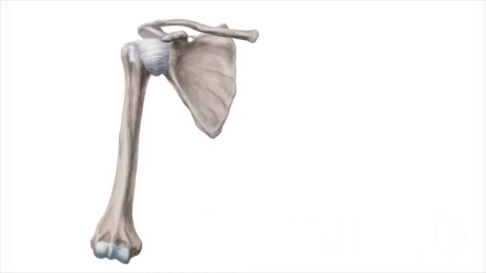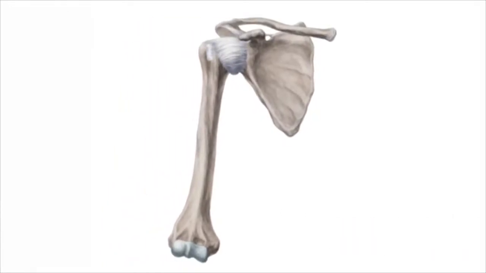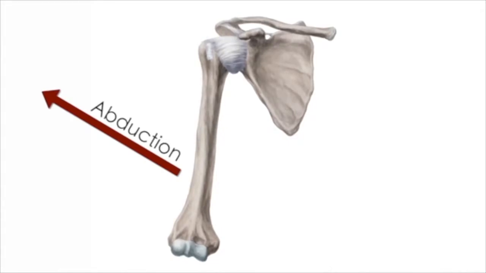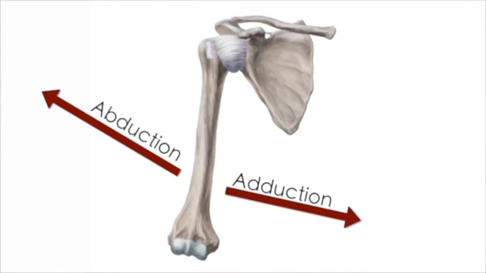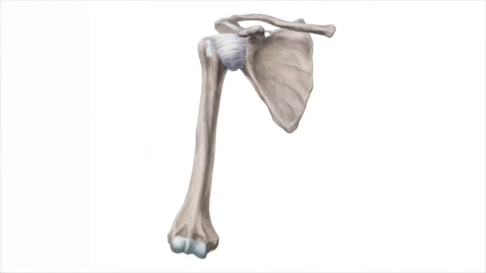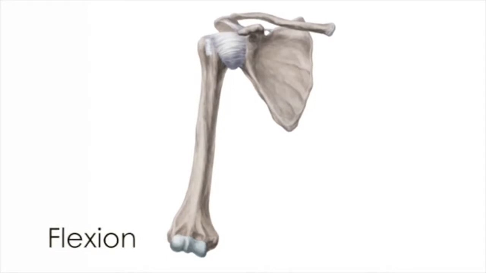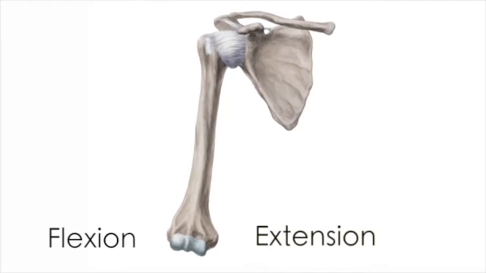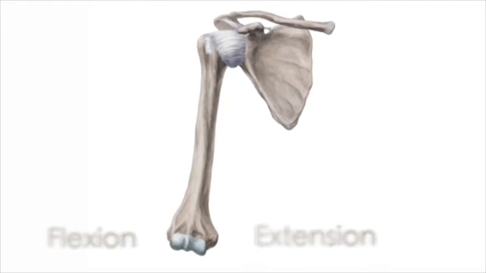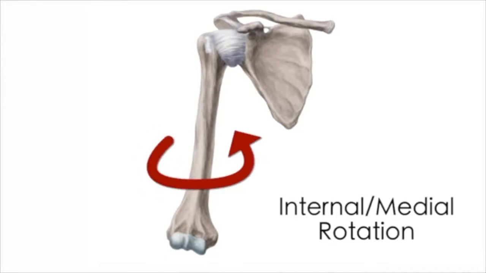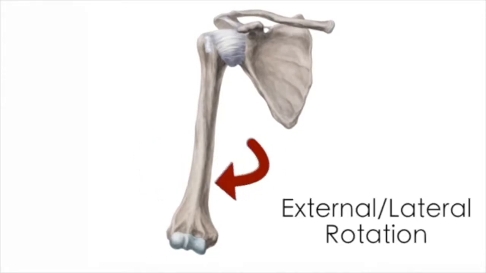Now, the movements that we're just going to briefly touch are the abduction and adduction. As you're seeing the arrows, this is where the movement will occur. Now the other 2 are flexion, which is forward lifting of the arm, and extension, which we would say is backward lifting of the arm. Now you also have internal or medial rotation and external or lateral rotation.